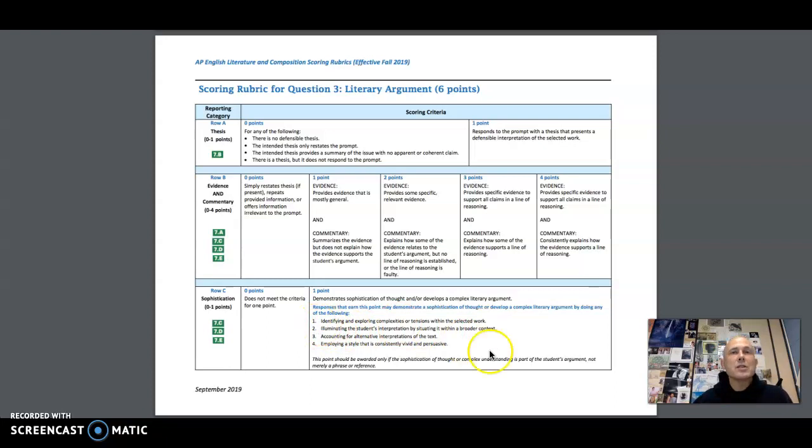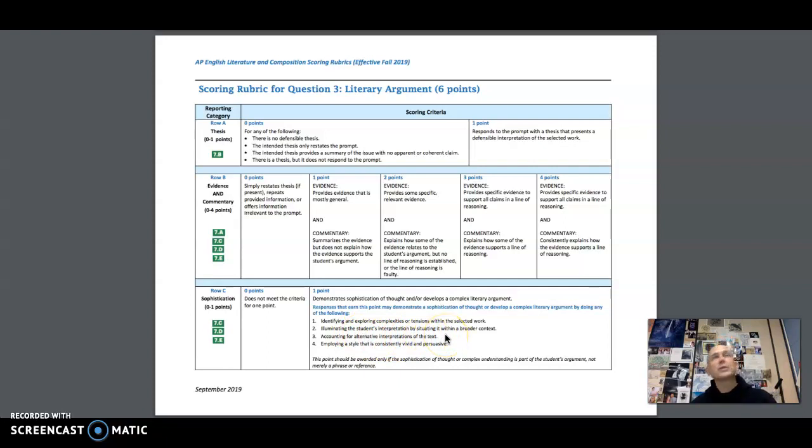You can also do it these ways: identifying and exploring complexities or tensions. So all the things that we typically try to avoid, the things that are really complex, that are really ambiguous, the things we're not sure we understand, they're saying they'll reward you potentially with this point if you'll dig into those things that are scary and that maybe we're not even supposed to know.